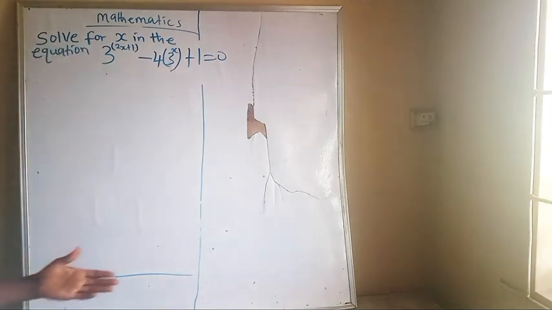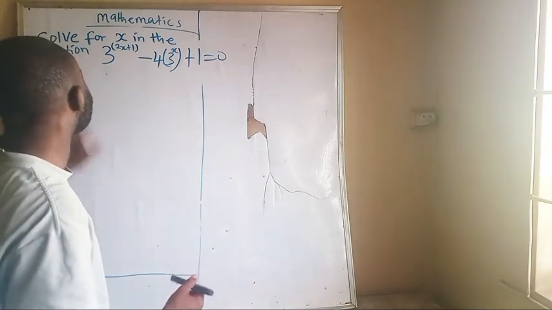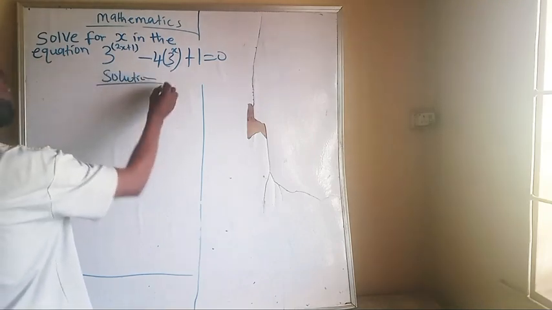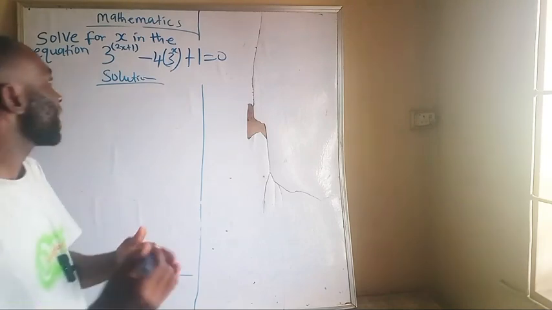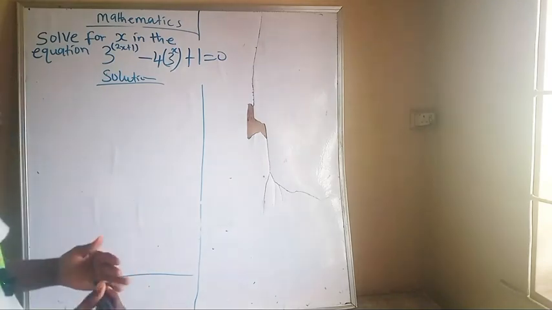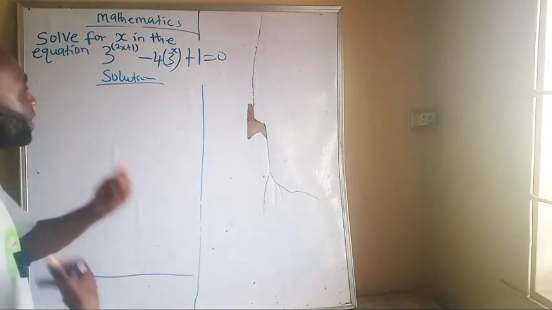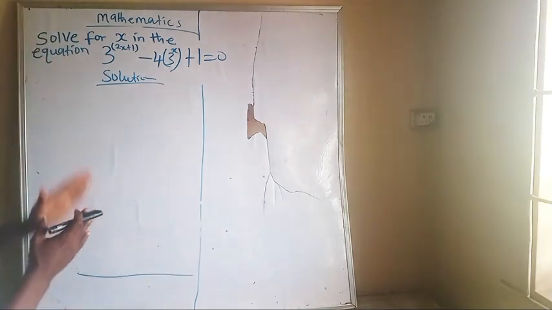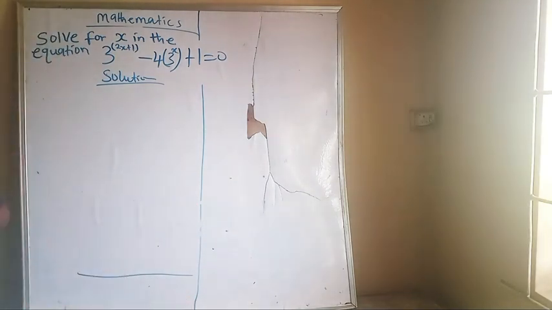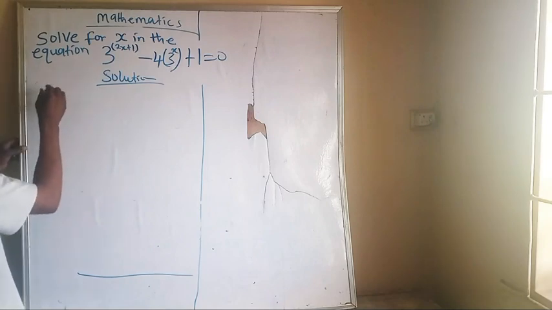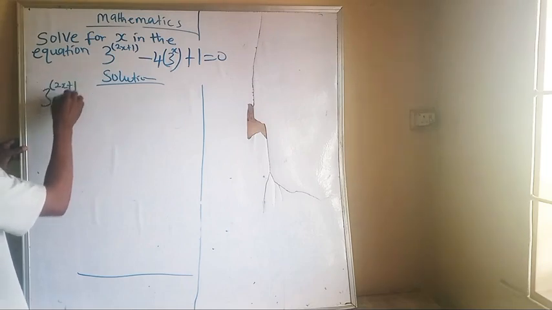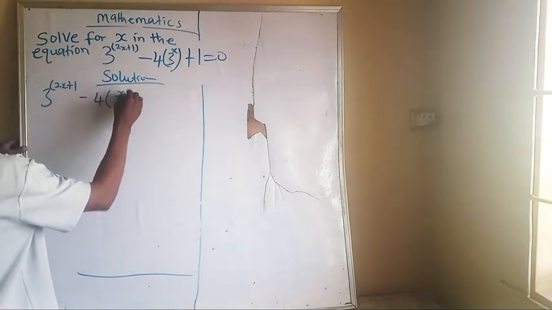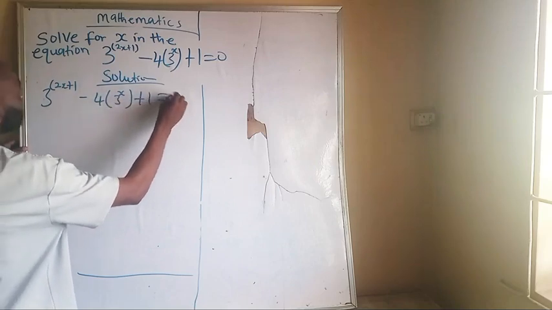So in this kind of equation, this exponential equation, in solving it, you are going to apply laws of indices. You are going to apply the multiplication law, and as well you apply any law that you feel is possible for applying. So in solving this equation, let's see what we do. We have 3 to the power of 2x plus 1 minus 4 bracket open 3 to the power of x plus 1 is equal to 0.